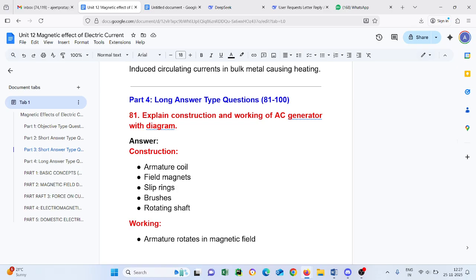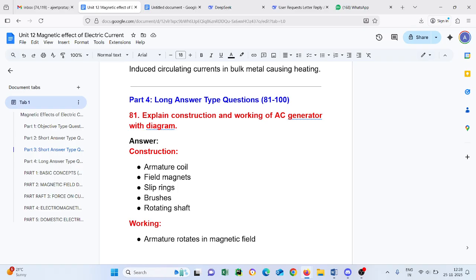Now part 4, long answer type questions, question number 81 to 100. Explain construction and working of an AC generator with diagram. Construction: armature coil, field magnet, slip rings, brushes, rotating shaft.